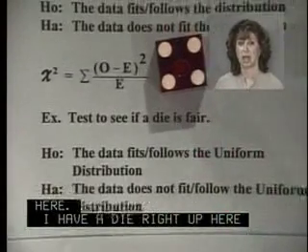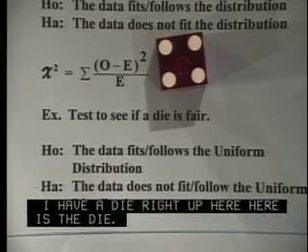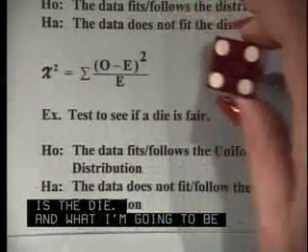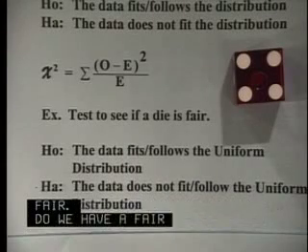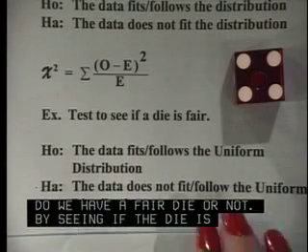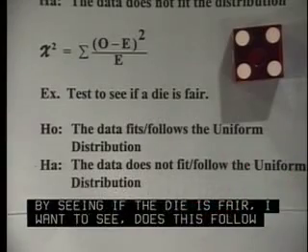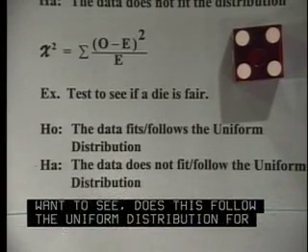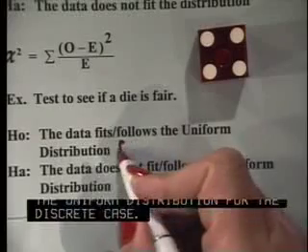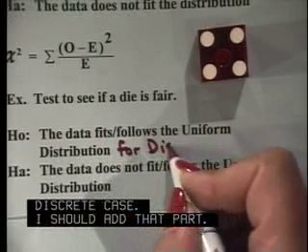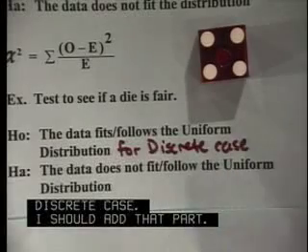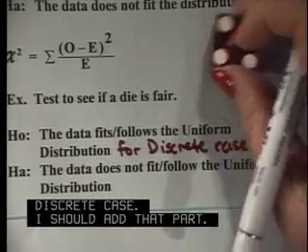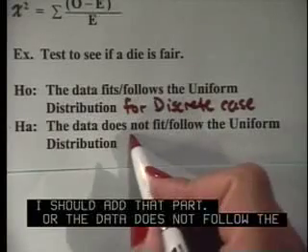Here's the die. And what I'm going to be interested in is, is this die fair? Do we have a fair die or not? By seeing if the die is fair, I want to see, does this follow the uniform distribution for the discrete case? Or the data does not follow the uniform distribution for the discrete case.